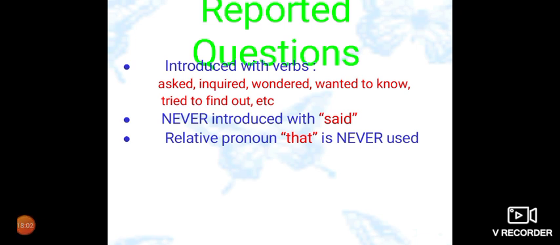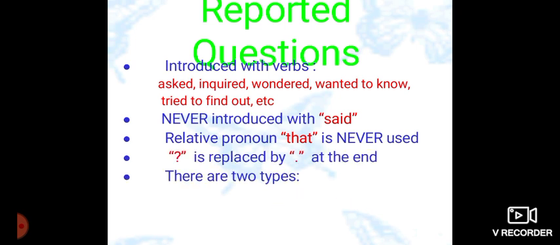These are all the words we use. In reported questions, we never introduce with said. We introduce only with verbs. What are all the verbs? Asked, inquired, wondered, wanted to know, tried to find out. These are all the words we use instead of said. The relative pronoun that is never used. In questions, we don't use the conjunction that.